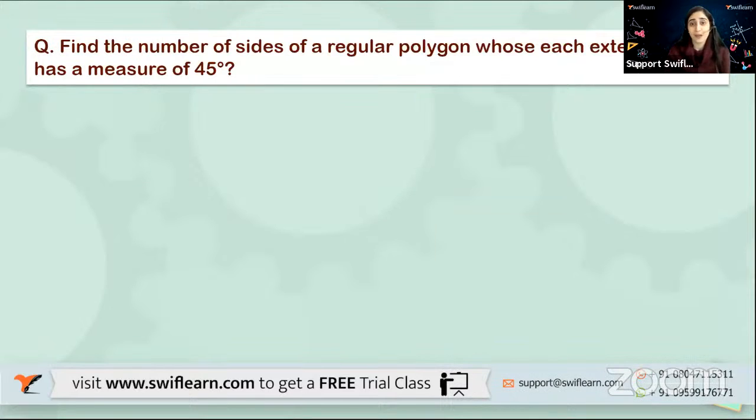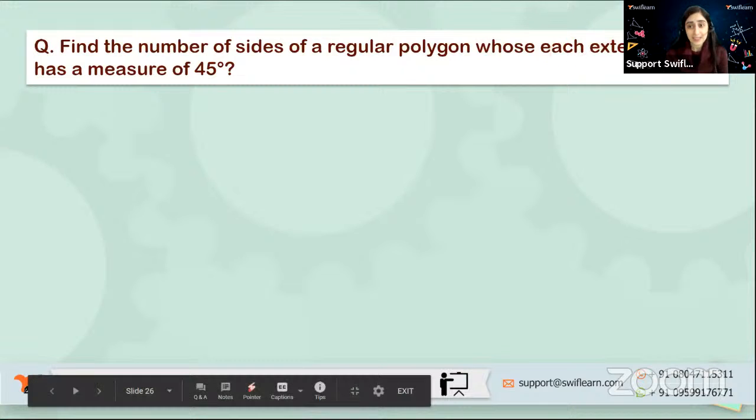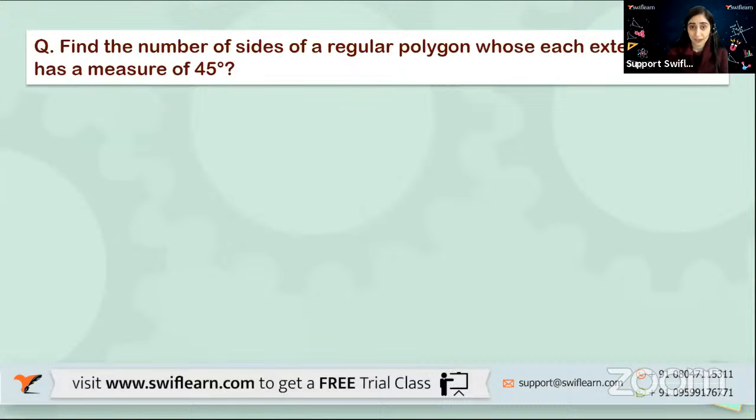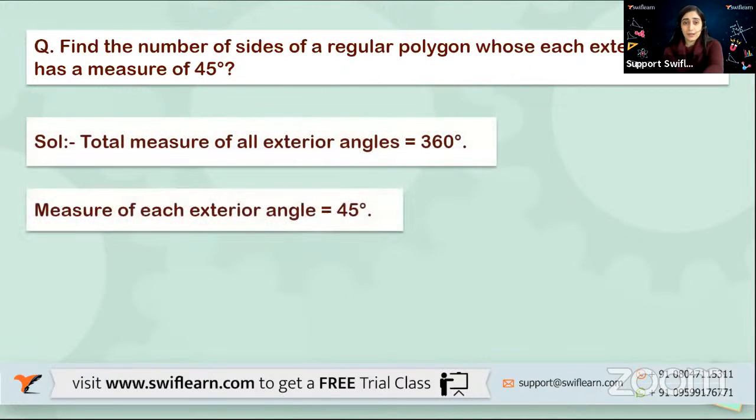Find the number of sides of a regular polygon whose each external angle has a measurement of 45 degrees. You don't have to make it. You have to just tell me what would be the number of sides of a regular polygon whose external angles have a measurement of 45 degrees. So I know each angle on the outside. Okay, let's try to make it. I don't know the number of sides, so I don't know whether it will be a quadrilateral, a decagon, or a heptagon. I don't know the size, but I know the measurement of each external angle, 45 degrees each.